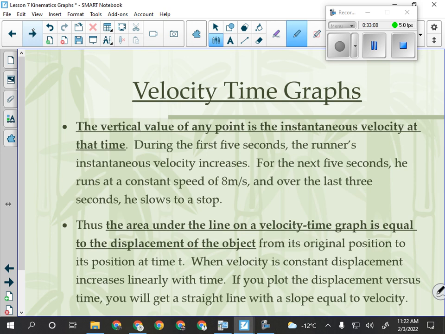So on a velocity versus time graph, the things we can read directly off are obviously velocity and time, because that's what it's showing us. We know that we can calculate acceleration because we would have initial and final velocity, and we would have time, and we could calculate it from the slope, or we could just use this formula.